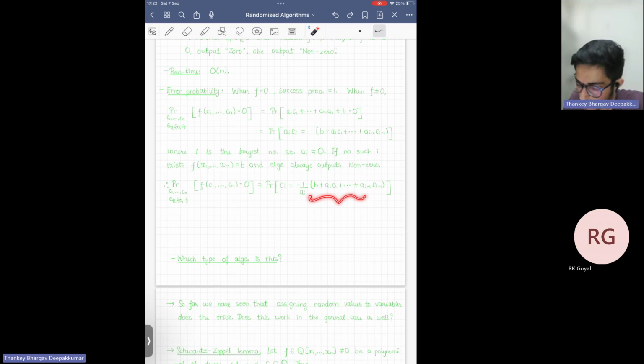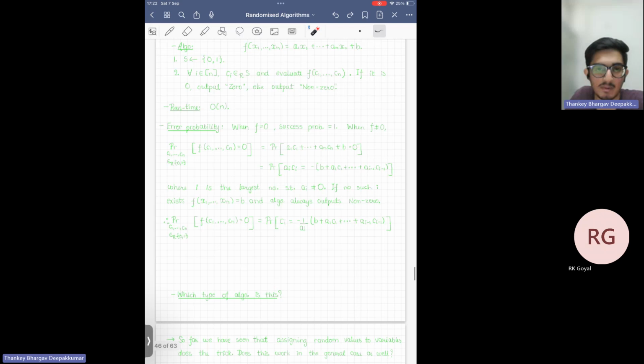So now let's say this value is gamma. Then f of C1 to Cn is 0 if and only if Ci equals gamma, right? But what is the probability of Ci being gamma? At most half, right? Because either gamma is outside 0, 1, in which case Ci would never be gamma, or gamma is 0 or gamma is 1, in which case the probability of Ci being gamma is half.